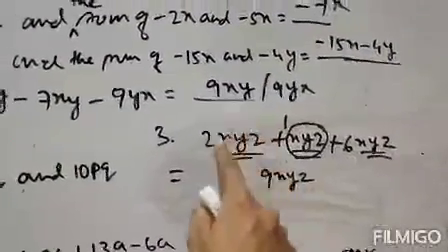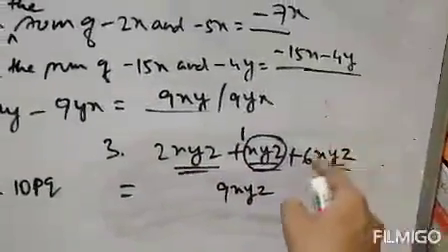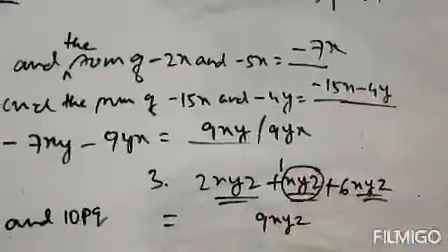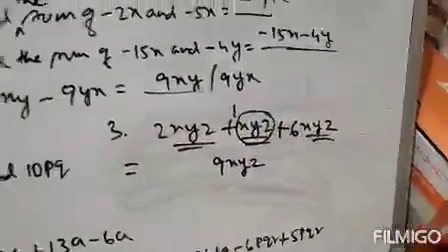Clear? Because here the coefficient of xyz is 2, here also the coefficient of xyz is 6, but here no number is present. That means we consider only 1 here. That means 2, 6, 8, 8 and 1 is 9. So 9 xyz is the answer.